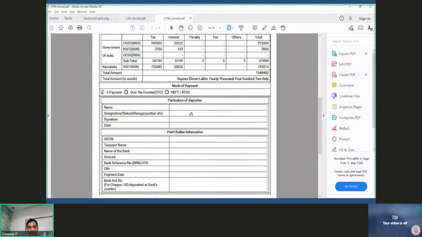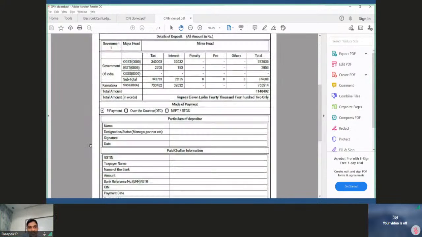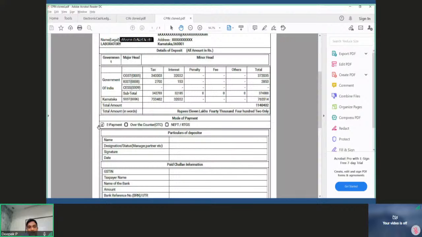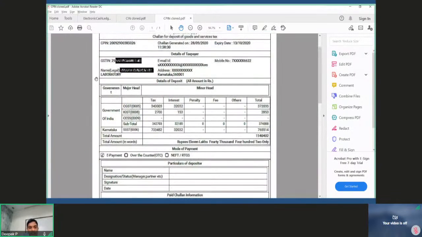Particulars of depositor. If this is offline, then these details will get filled. Paid challan information will not come because this is only a CPIN stage. This is the initial stage. So this is the CPIN number. This is how the challan gets generated at the first instance.